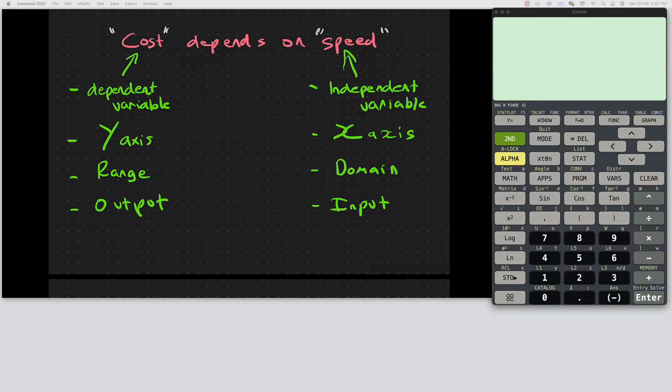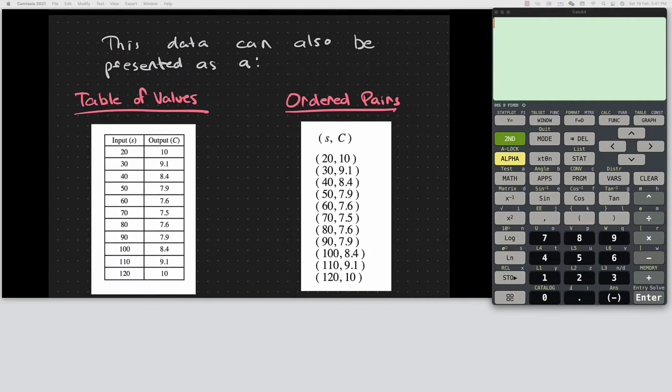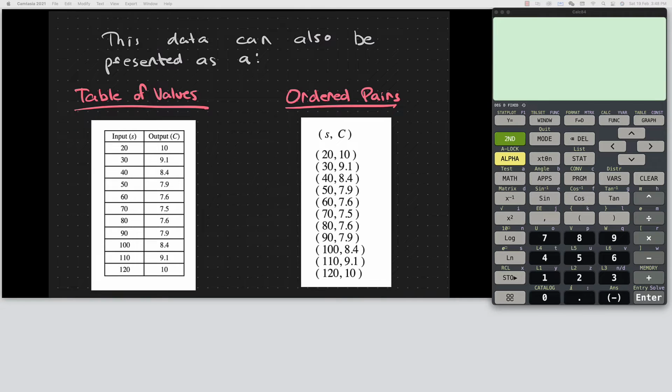Other terms that represent the dependent variable are going to be the values on the y-axis, the range, and the output. So these are all falling under this one right here, which is the dependent variable. The independent variable, which is right here, can also be presented as the values on the x-axis, the domain, and the input. Okay, now let's take a look at other ways that we're going to see this throughout the unit.